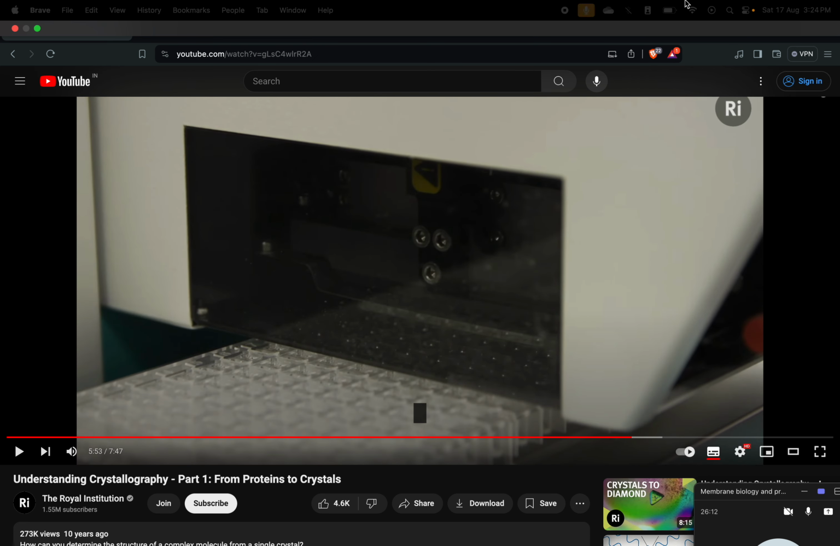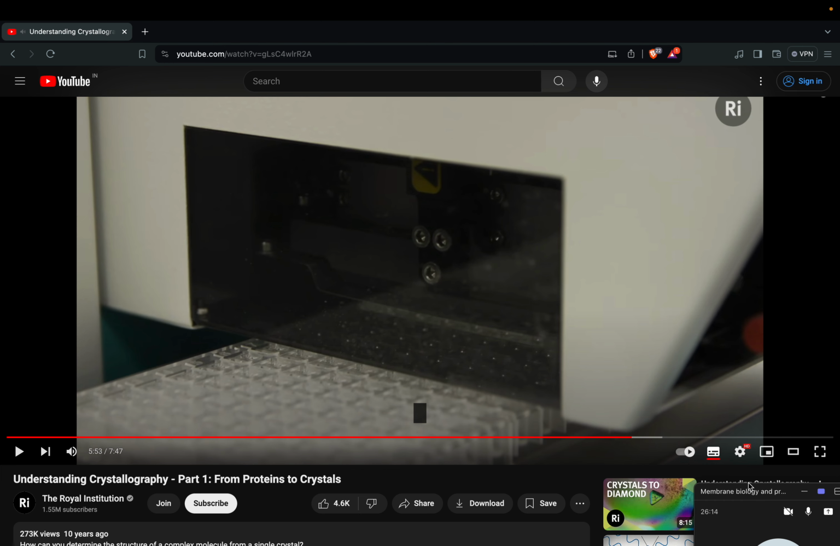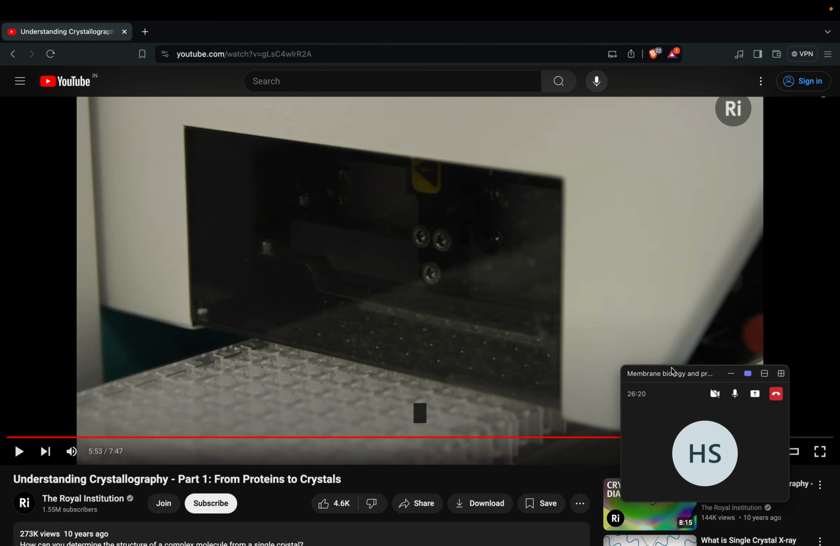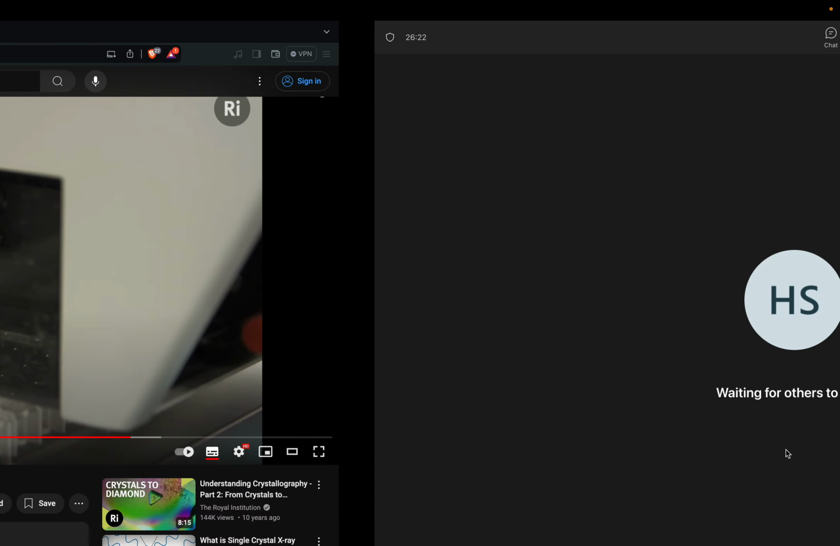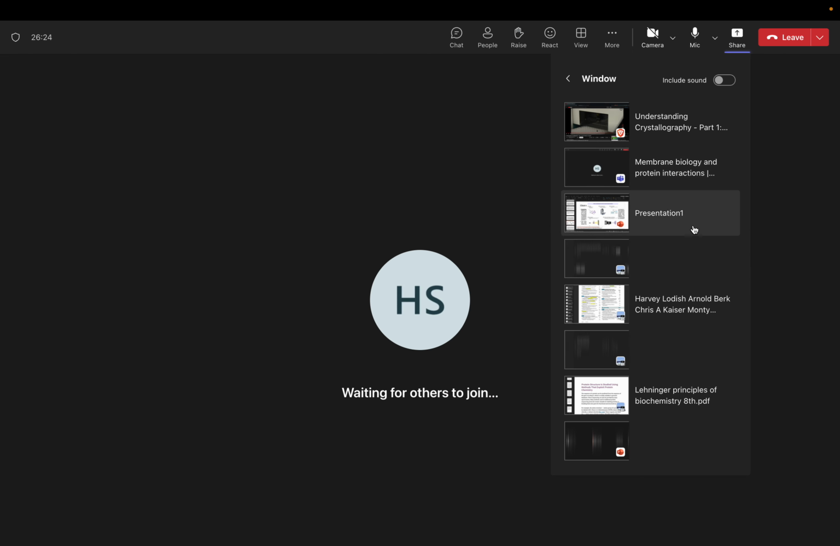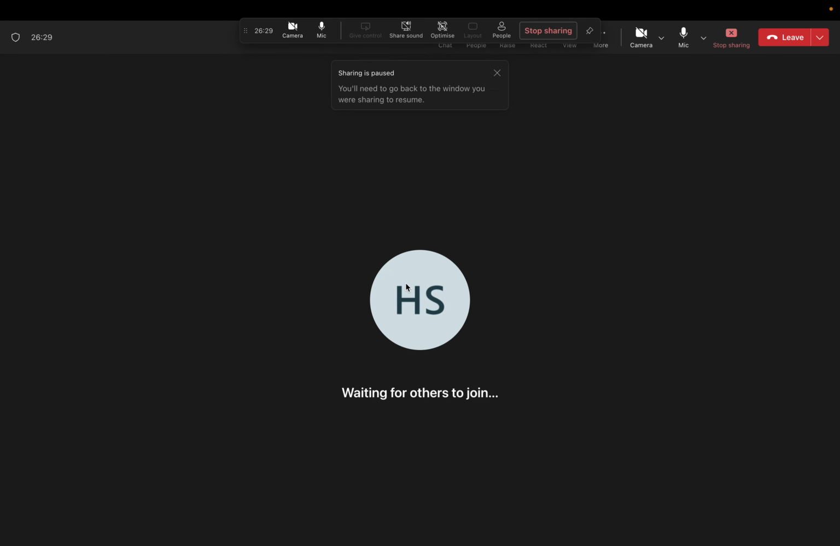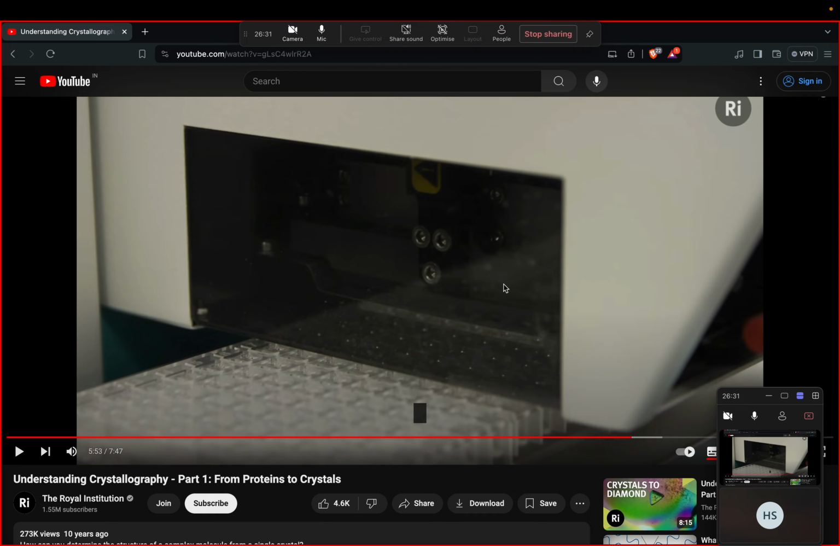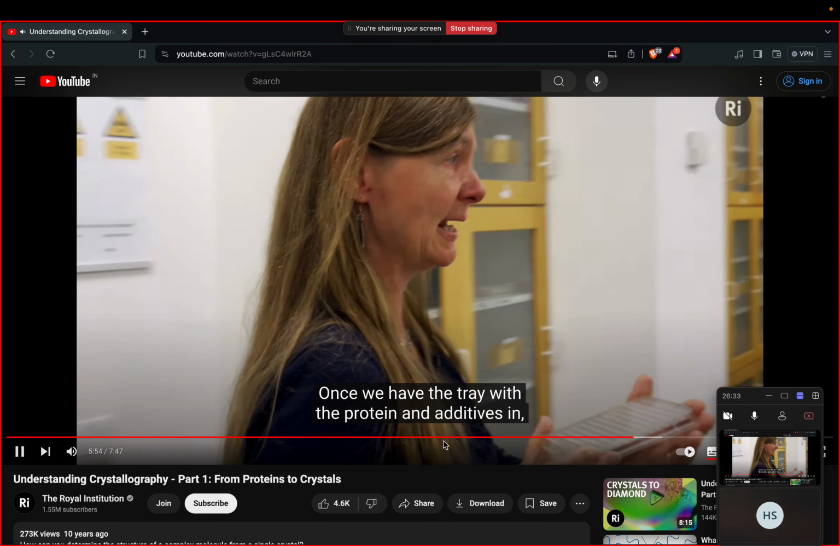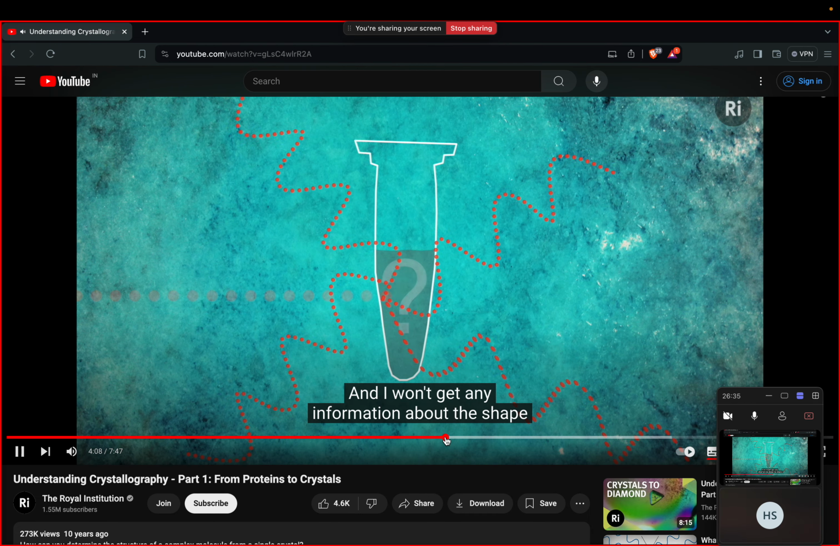I guess you guys can see all this later, as I've already discussed about them in the last. Once we have the tray with the protein and additives in, we won't get any information.